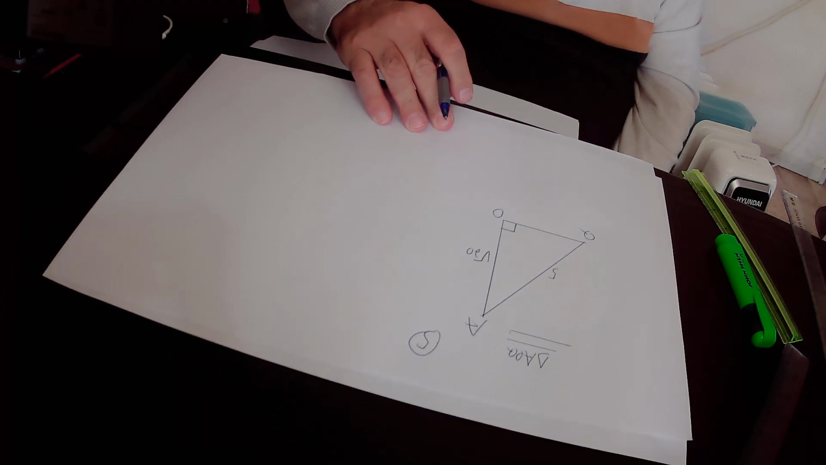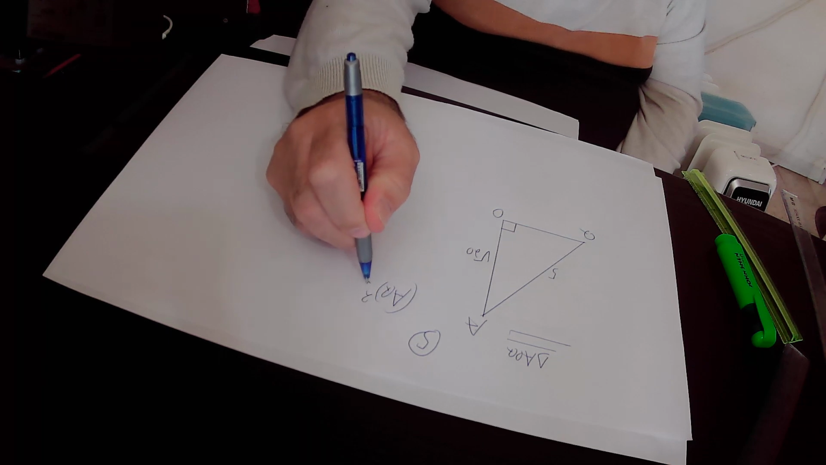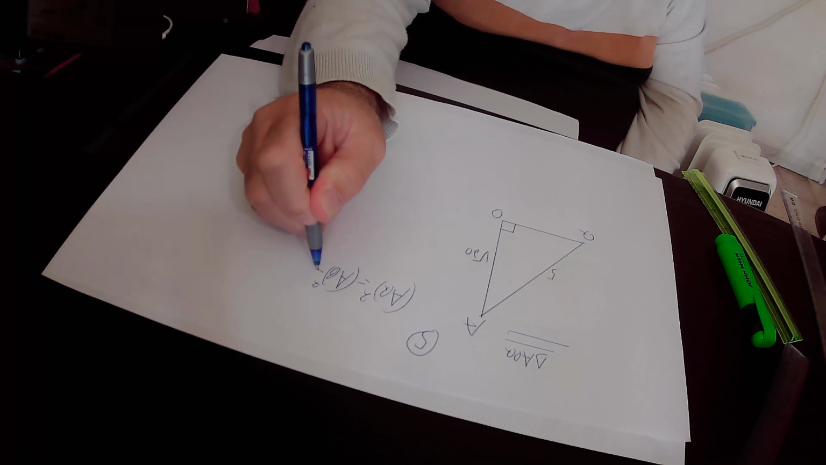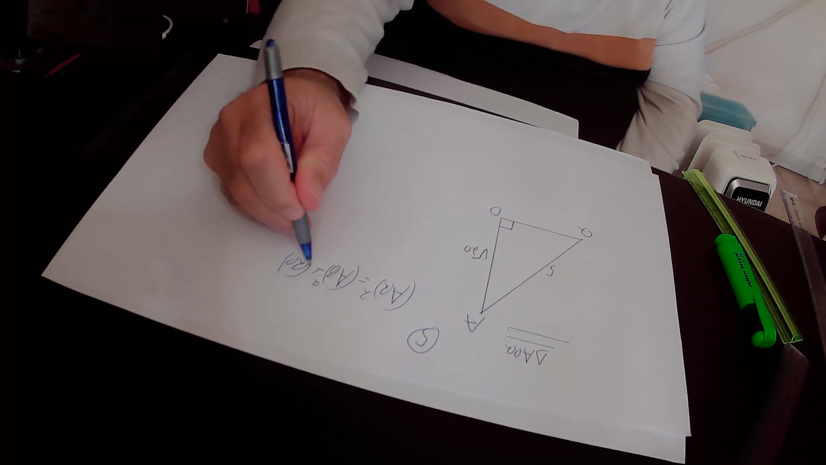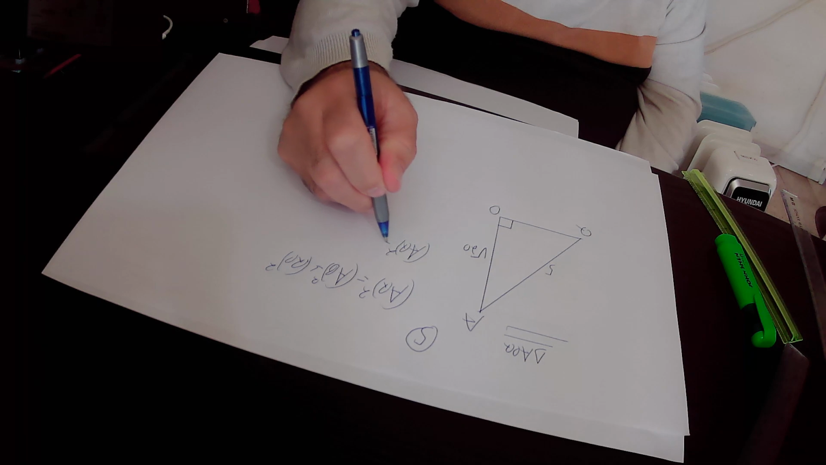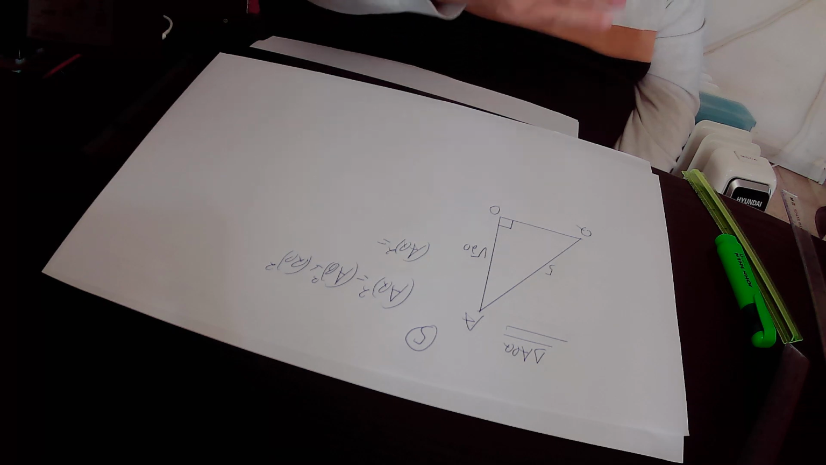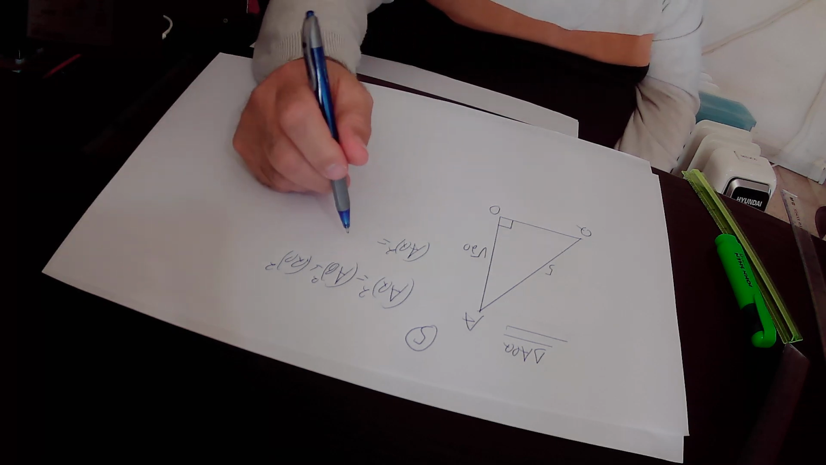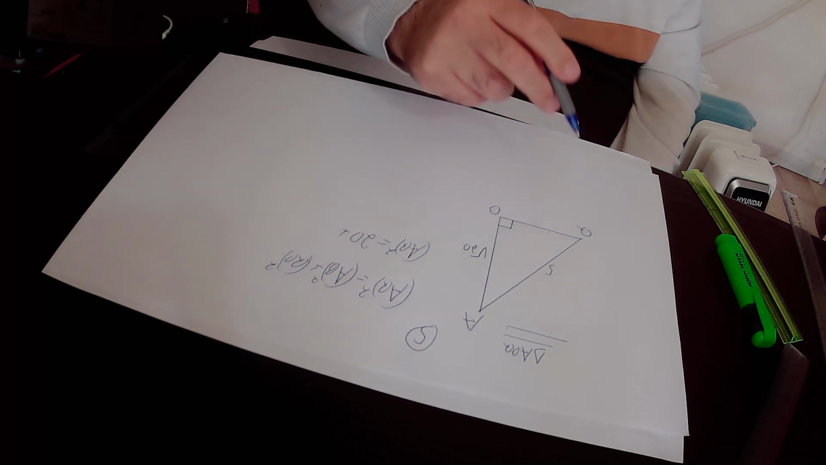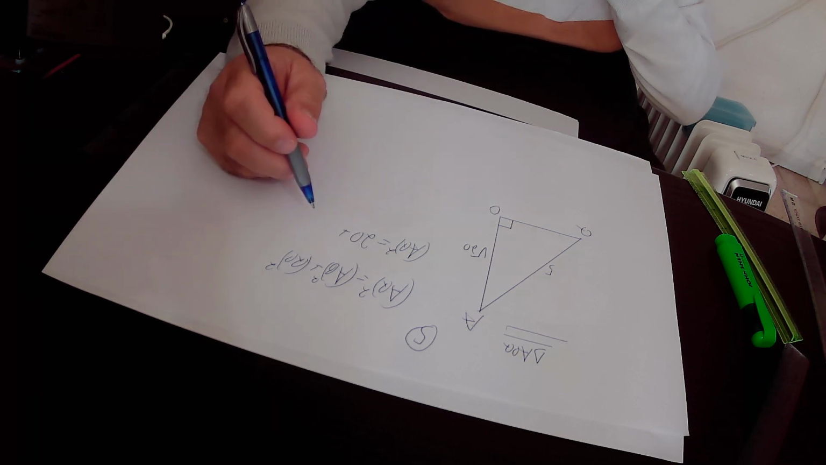According to the Pythagoras theorem, AQ squared equals AO squared plus QO squared. AQ squared equals AO squared. AO is the square root of 20, therefore AO squared is 20, plus AQ squared. AQ equals 5, therefore AQ squared is 5 squared, that is 25.